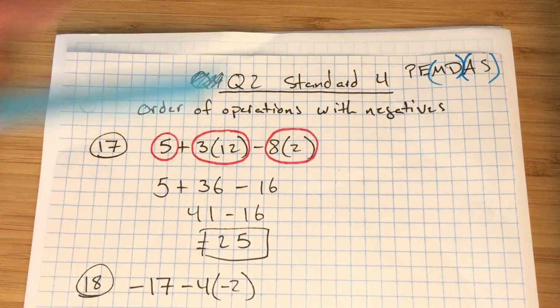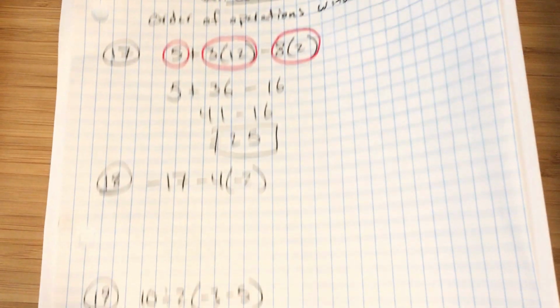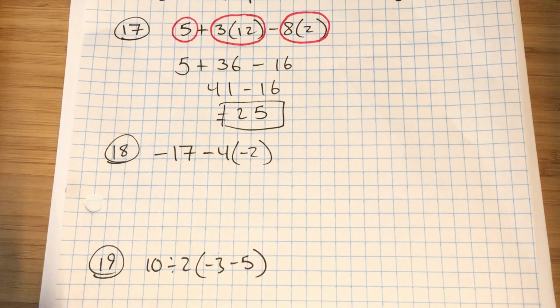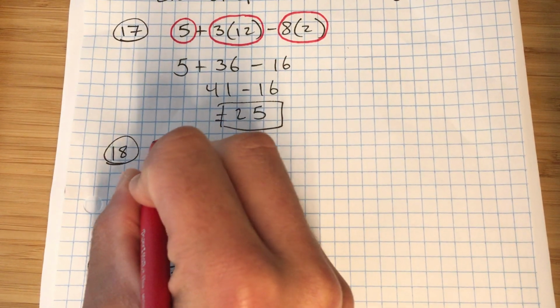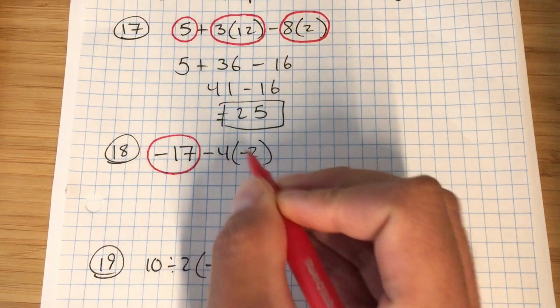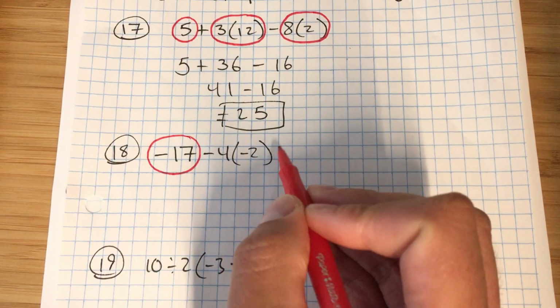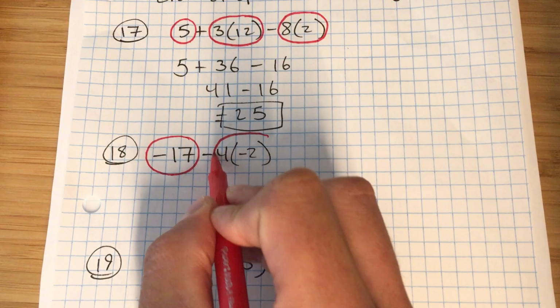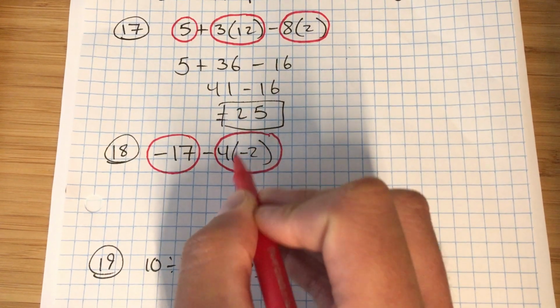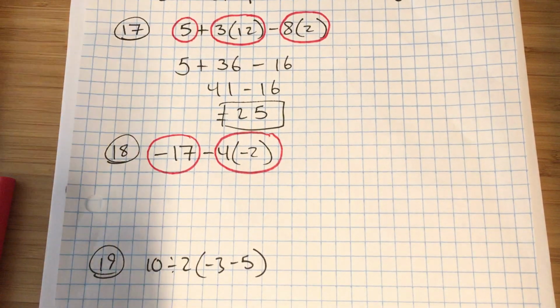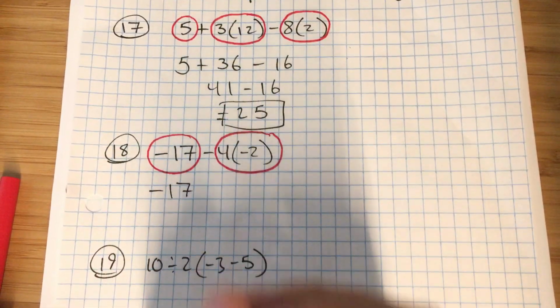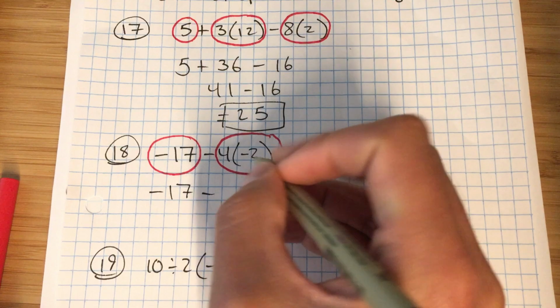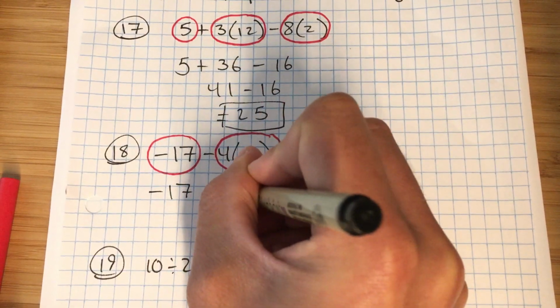All right, moving on here to number 18. Again, I'm going to circle my terms. So negative 17 minus, that minus sign means it's a new term, so circle the first term. This is 4 times negative 2, so that's actually its own term. It's not 4 minus 2. The parentheses means multiplication. Now let's simplify those terms first. So negative 17 stays itself, minus 4 times negative 2 is negative 8.